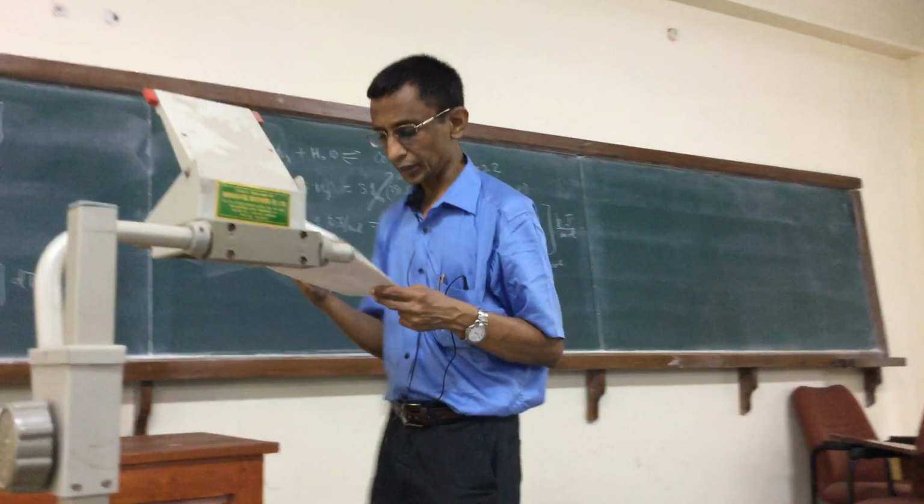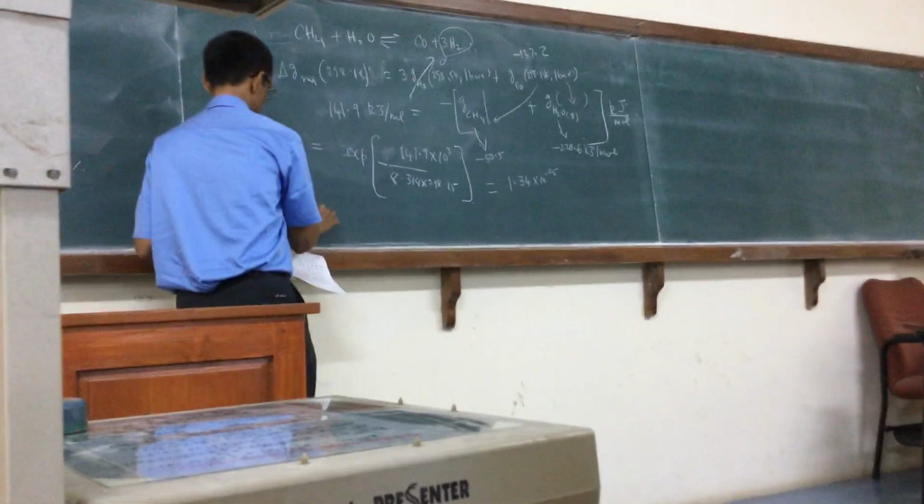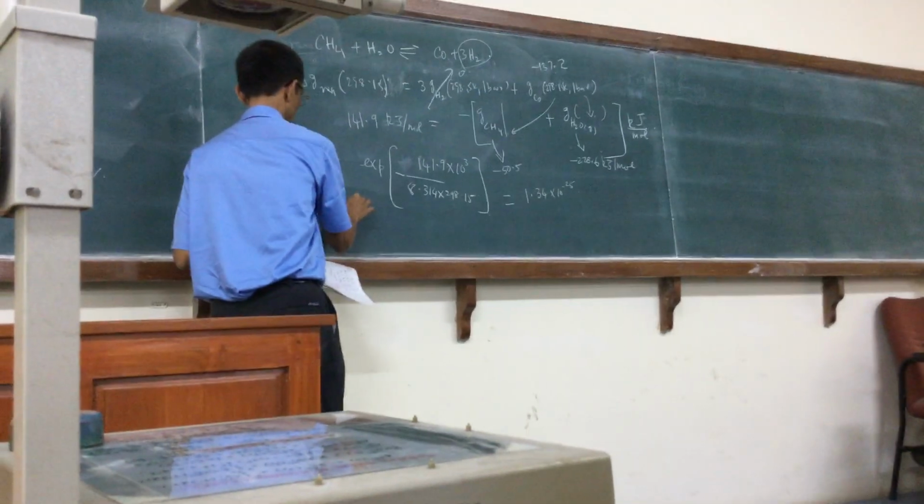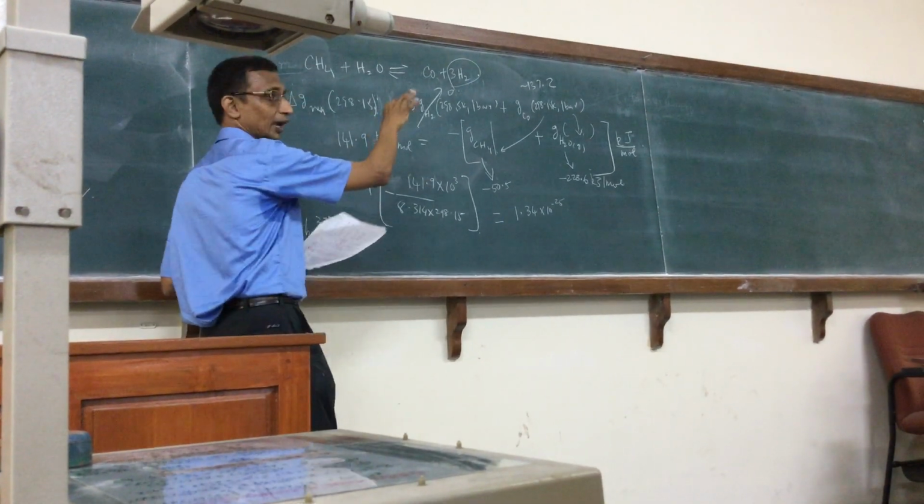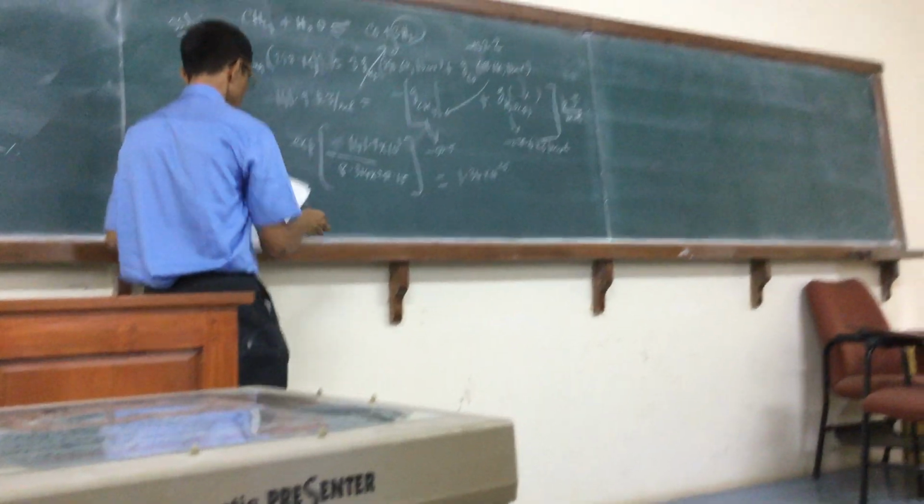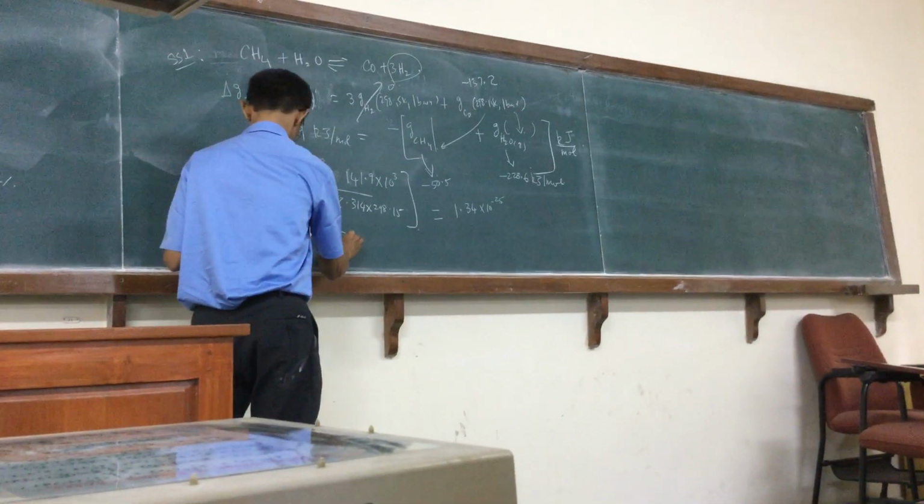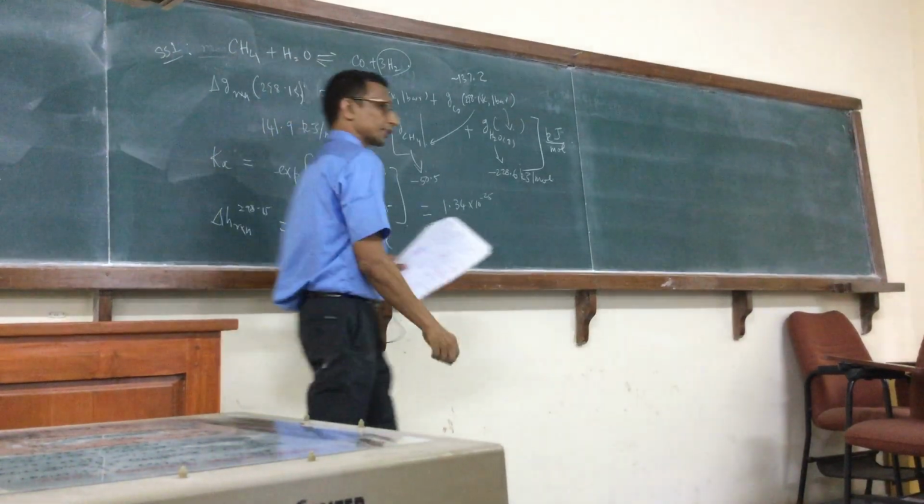Now we calculate similarly the delta H reaction at 298.15, and of course 1 bar is assumed. We have to substitute the enthalpy values in that formula. What you are getting is 205.8 kilojoules per mole. It's very interesting to know.